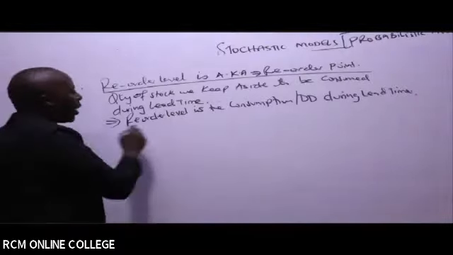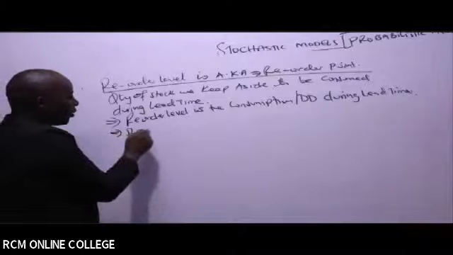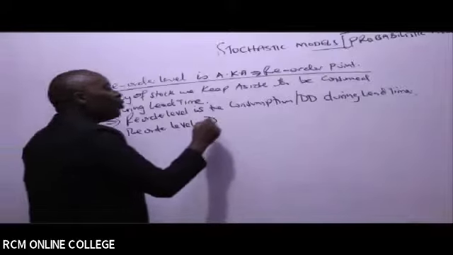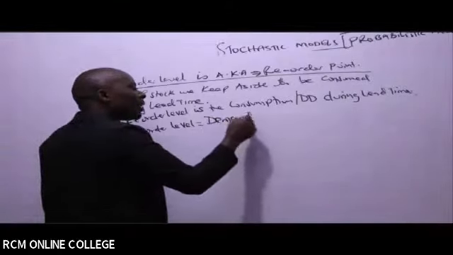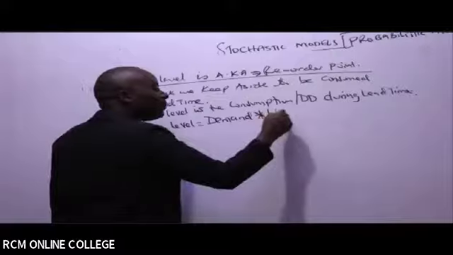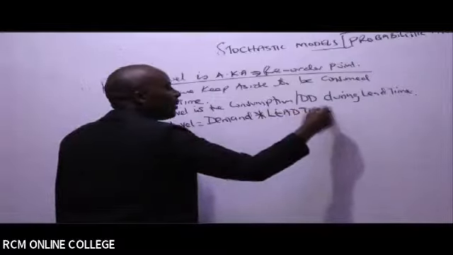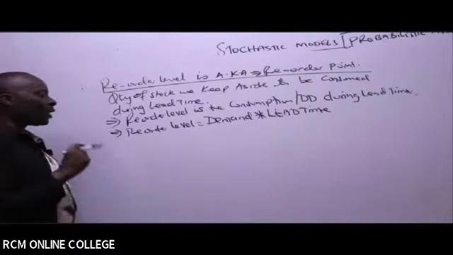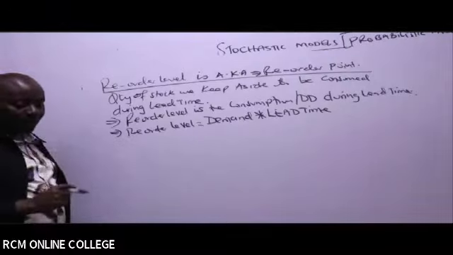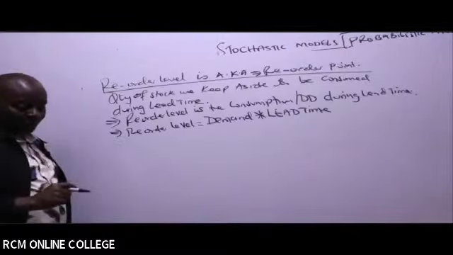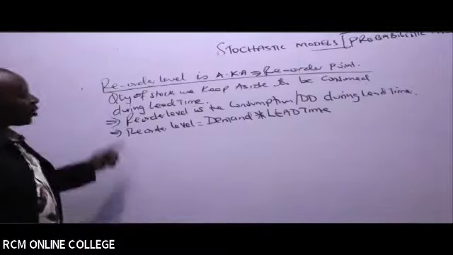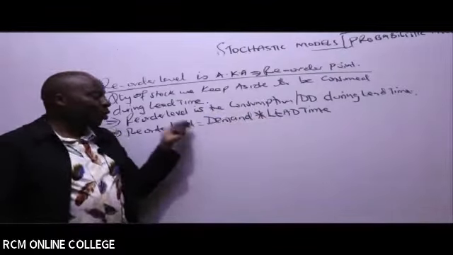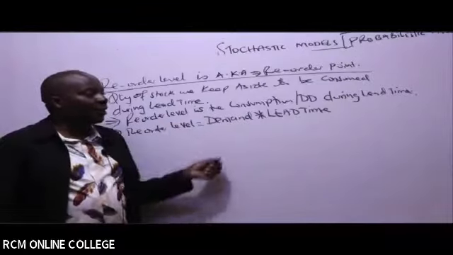Then given this, how do we calculate this reorder level? To calculate this reorder level, basically you take demand times lead time. So anytime they want you to get the reorder level, you take demand times lead time, because we are saying that the reorder level is the consumption during lead time.